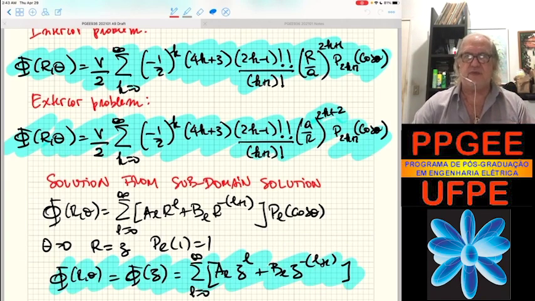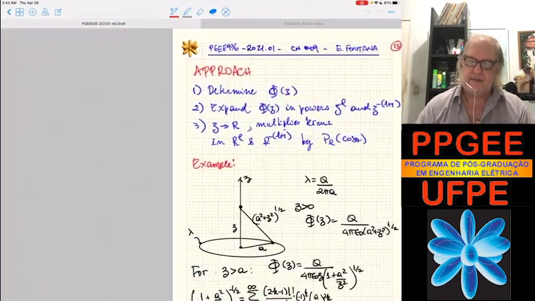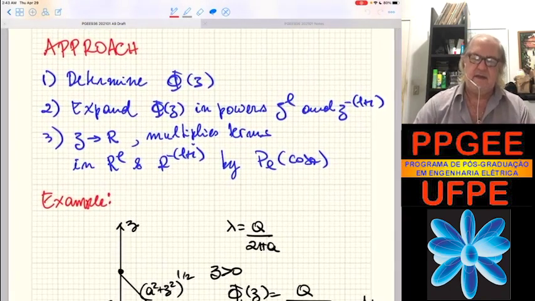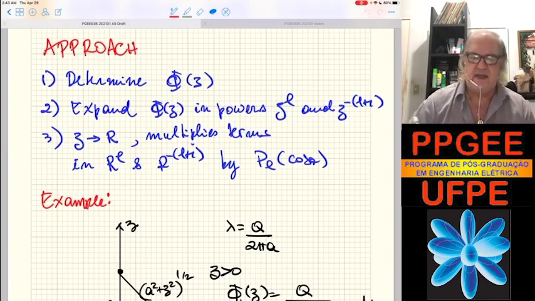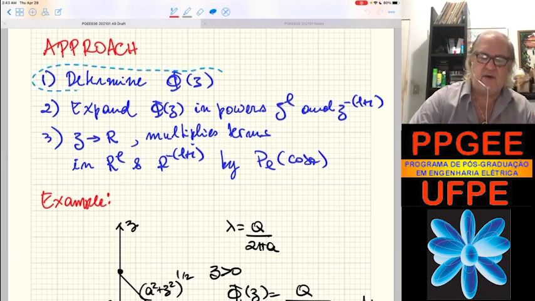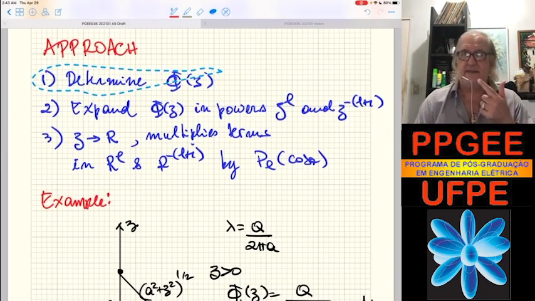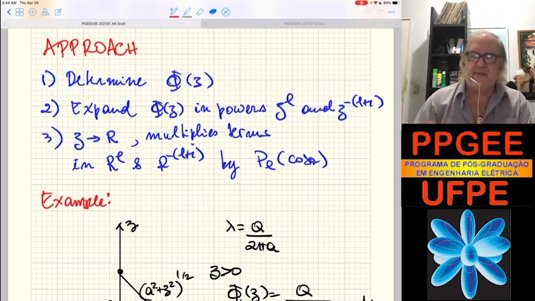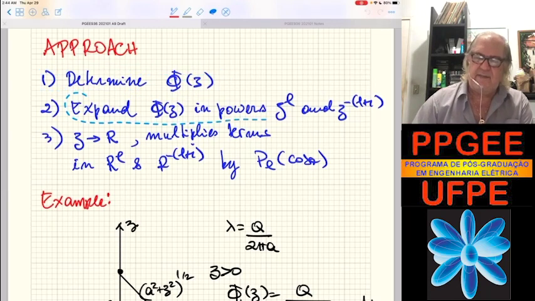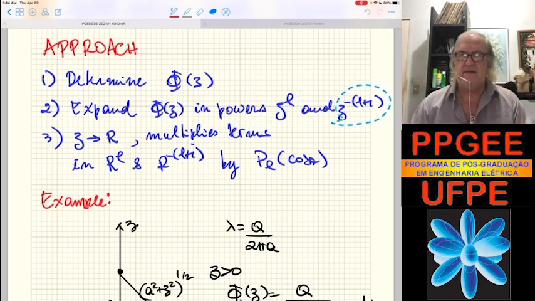So what is the approach of solving problems in a more general way? Suppose you find a way to determine, by integration or by other methods, the solution on the z-axis for the potential problem that you know depends on r and theta. Then you expand the solution in a power series, and you collect the z to the l and z to the minus (l plus 1) terms together, right?